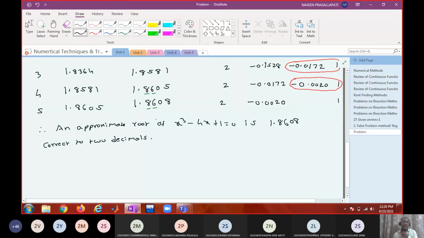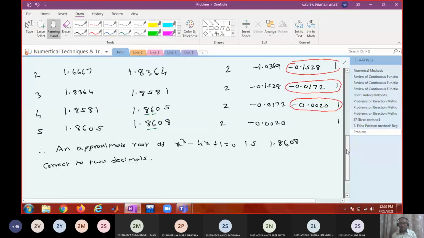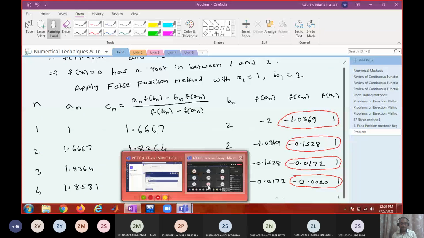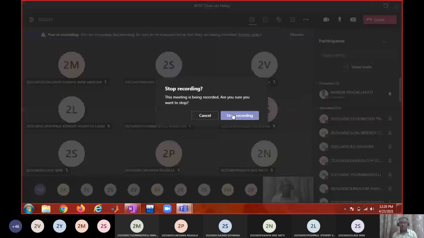Same problem you do it by bisection method. See how many iterations it is taking for getting two decimal places of accuracy, and what is the approximate root you got in bisection method. In bisection method also, for two decimal places of accuracy, 1.86 will be there. These two decimals may differ. So this is a problem on false position method.